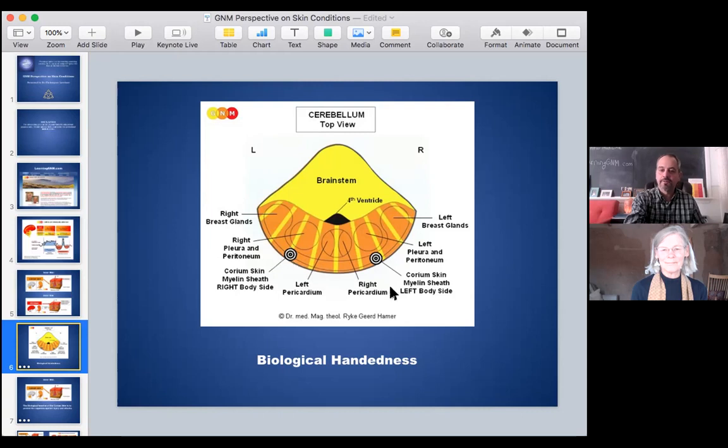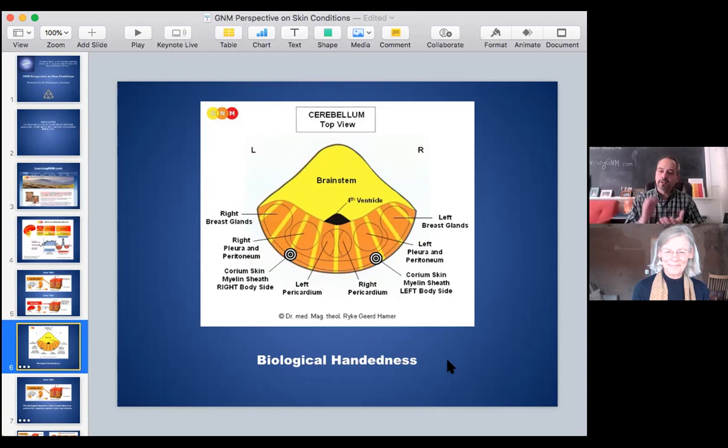Yeah. And then the same applies if we have a corium skin program running on the left side of the body. In the CT brain scan, we're going to see a lesion on the right side of the cerebellum. So there's a crossover correlation. And that brings us to the significance of our biological handedness.